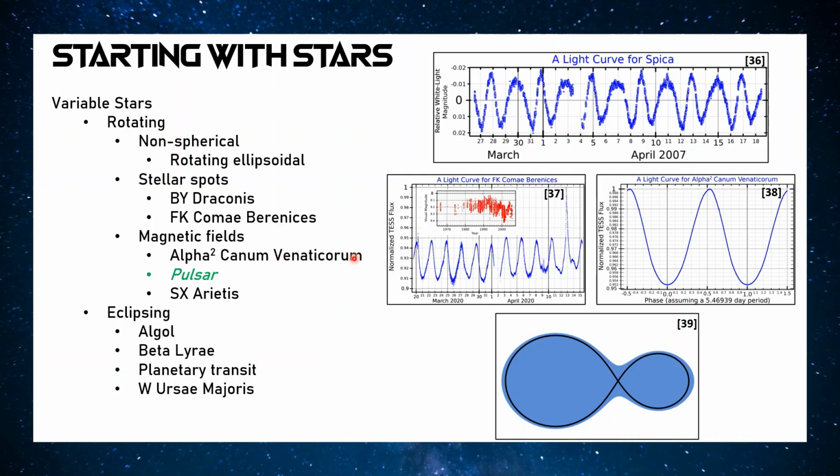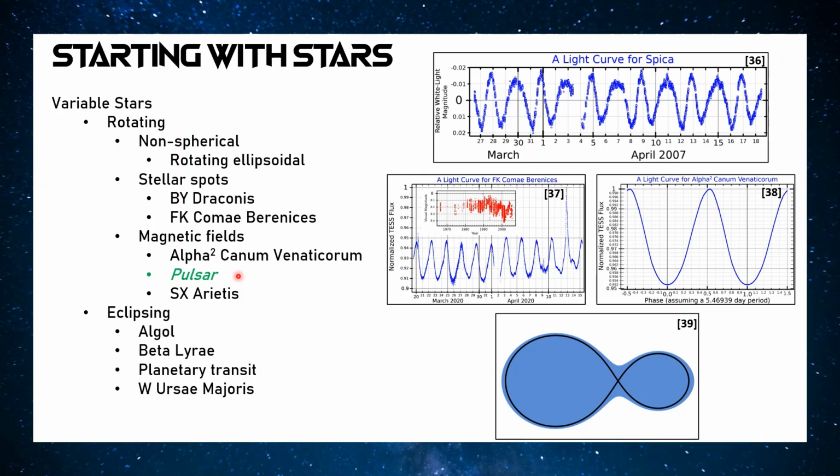And so you can see the rapid rotation of the FK Comae Berenices, and then up here, this is a type of rotating ellipsoidal, the star Spica. See how there's, again, periodicity, just like all variable stars. And then some are caused by magnetic field rotation. There's the Alpha2 Canum Venaticorum. Here's an example here. For these ones, the magnitude changes due to changes in the magnetic field of the star.